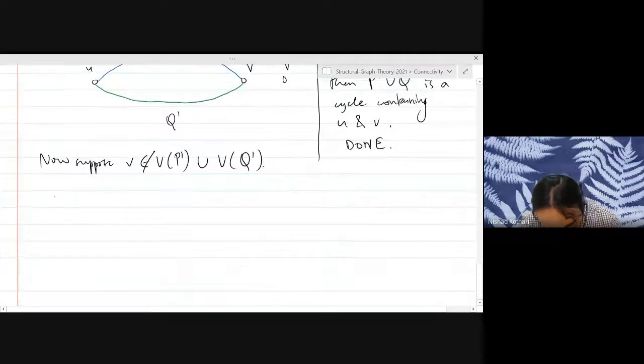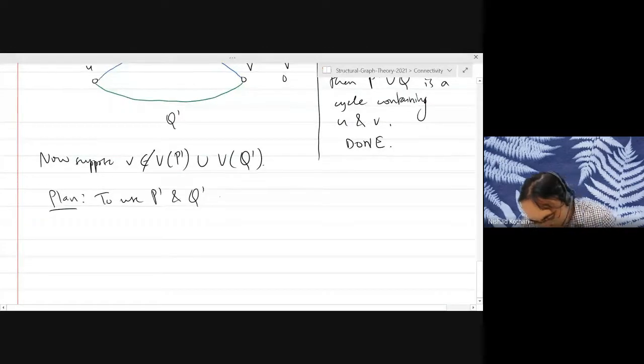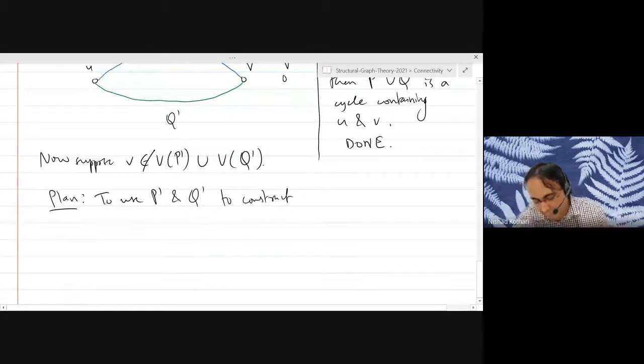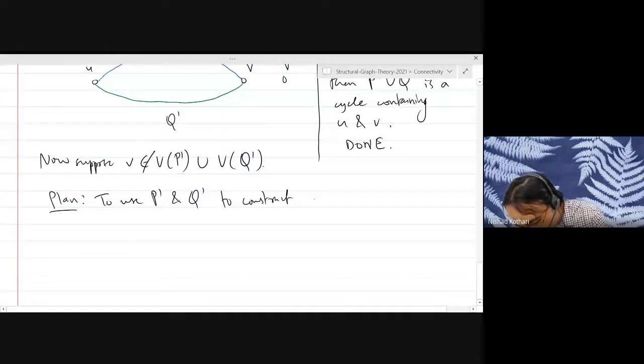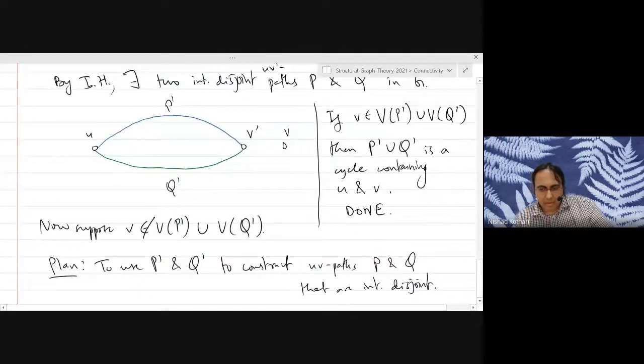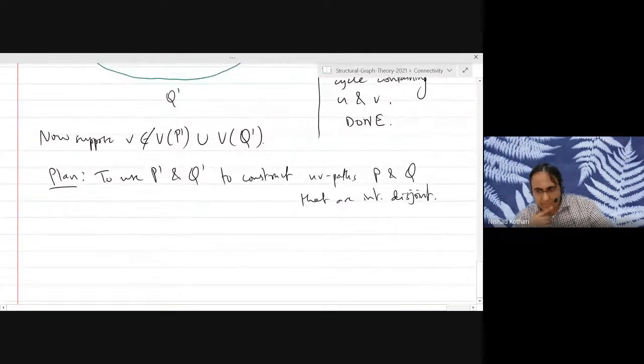So our plan is to use P prime and Q prime to construct, I mean, this is not enough information, so we will need to do something more fancy. But the plan is still this. We are going to use P prime and Q prime to construct UV paths P and Q that are internally disjoint. And I will just write down one or two steps and ask you to try it yourself, and we will complete the proof tomorrow.